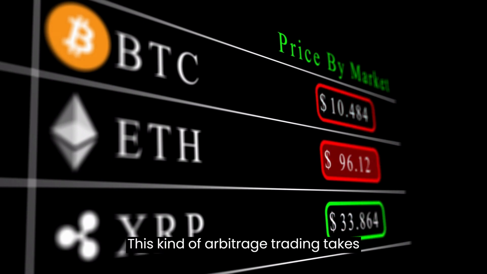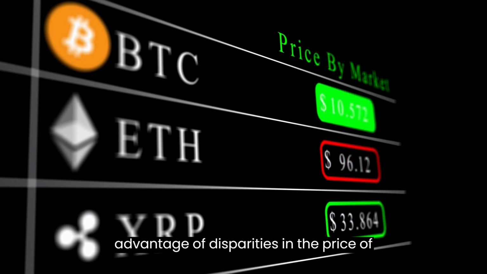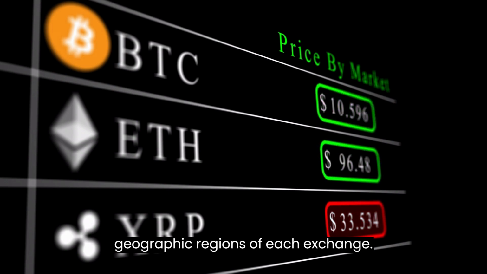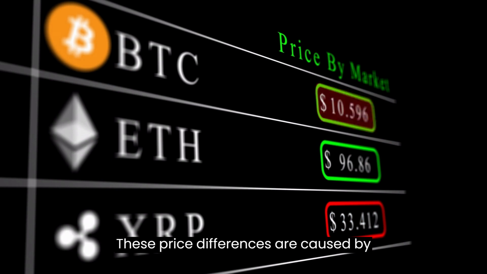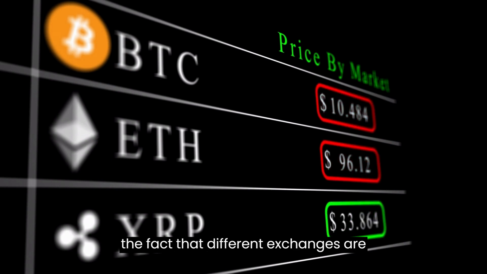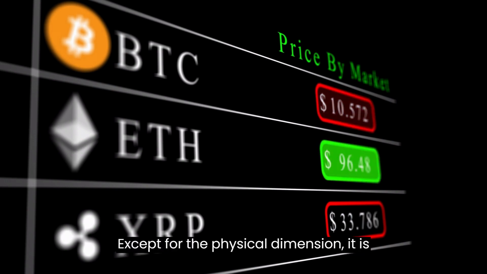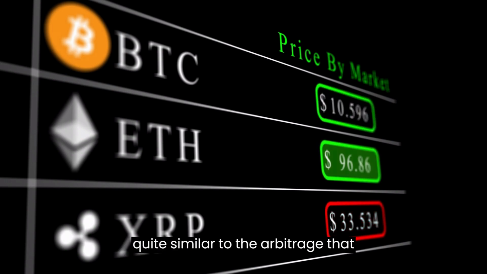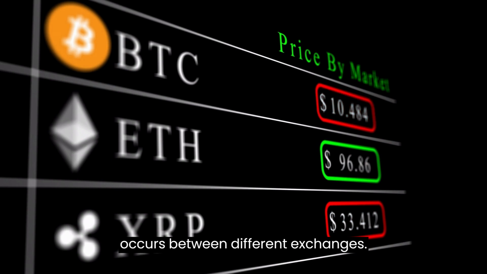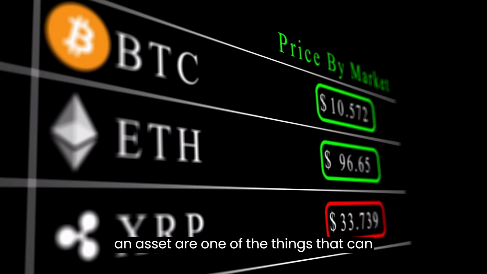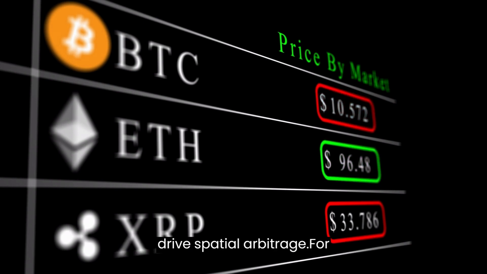This kind of arbitrage trading takes advantage of disparities in the price of an asset based on differences in the geographic regions of each exchange. These price differences are caused by the fact that different exchanges are located in different parts of the world. Except for the physical dimension, it is quite similar to the arbitrage that occurs between different exchanges. Variations in the amount of demand for an asset are one of the things that can drive spatial arbitrage.